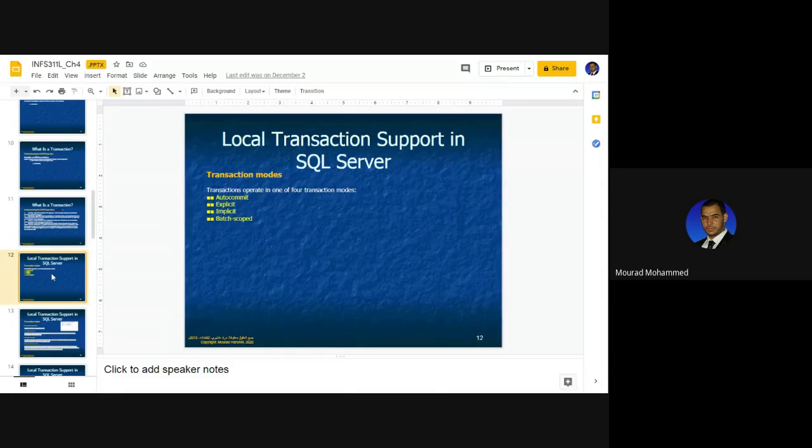The properties related to transactions are not only ACID, but we see other views that enhance security in the implementation or deployment of transactions, the transaction modes. We have in front of us 4 modes of transactions: auto, automatically committed, explicit and implicit commitment, or batch-scoped commitment.